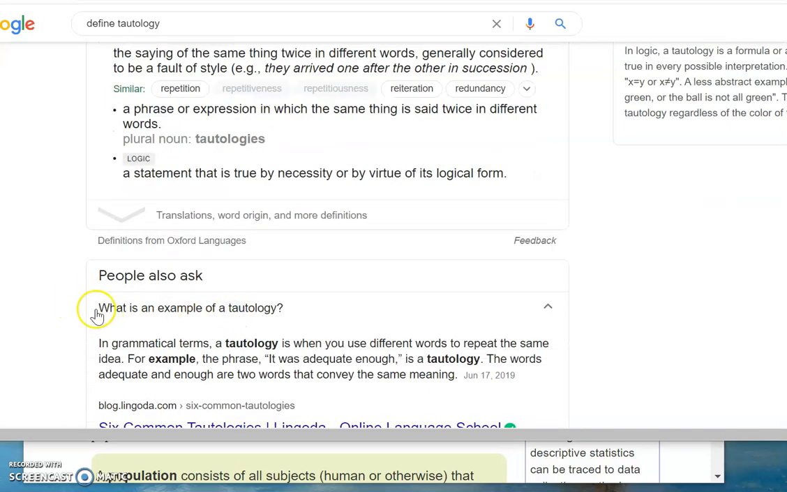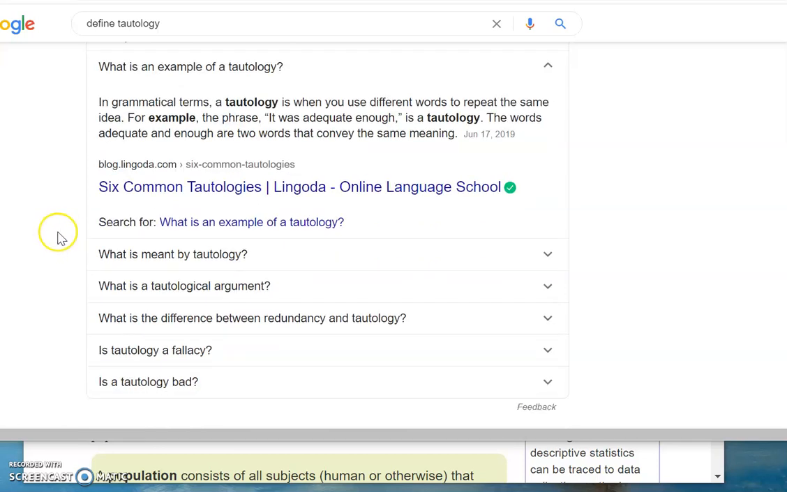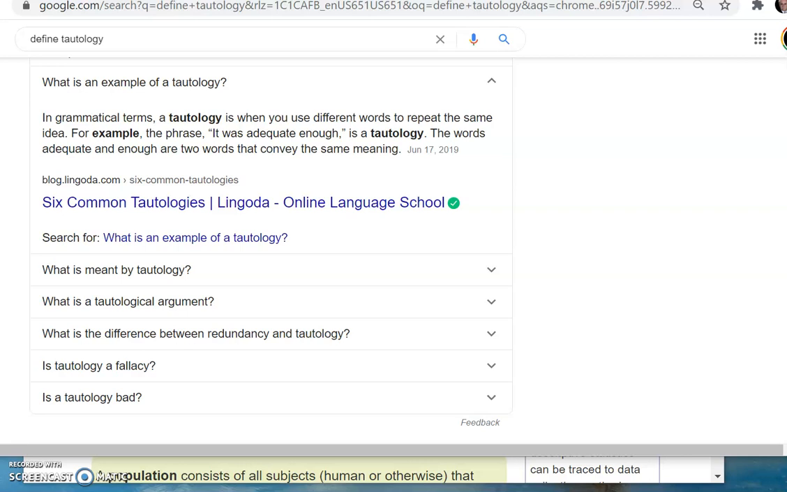What's an example of a tautology? "It was adequate enough." That's a tautology because you're saying the same thing twice. If it's adequate, then obviously it's enough. It conveys the same meaning. A lot of times, people will say things that they think are significant, but they're really not. "It is what it is" doesn't mean a thing, because it's just saying the same thing twice.